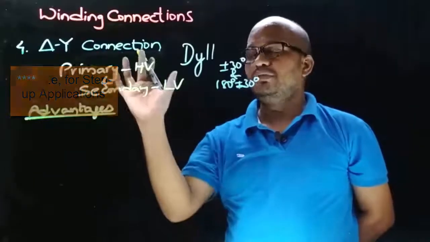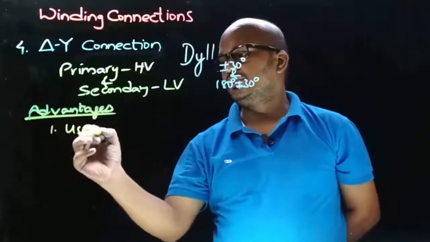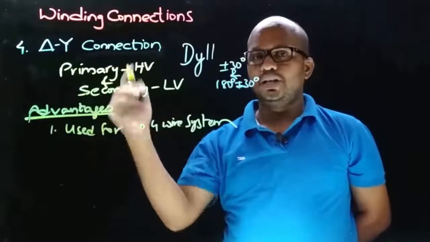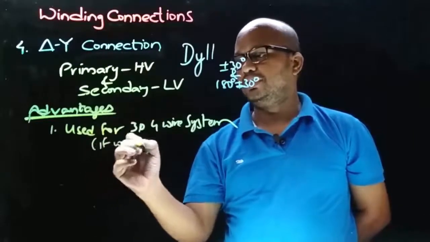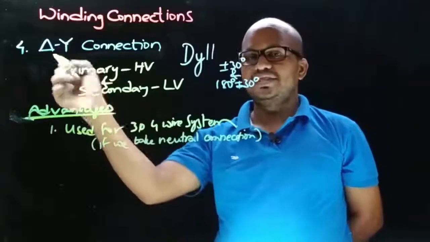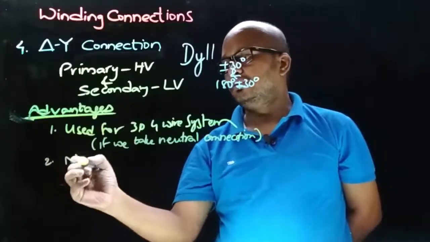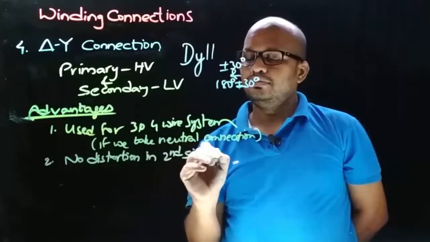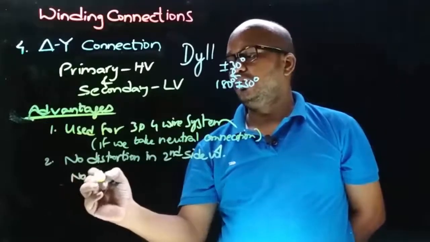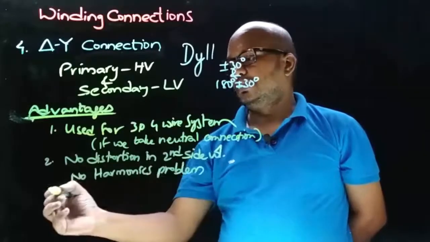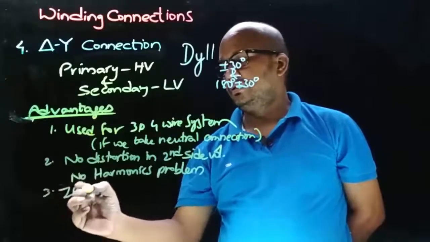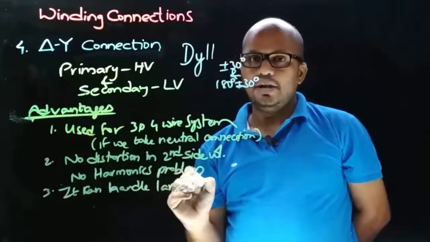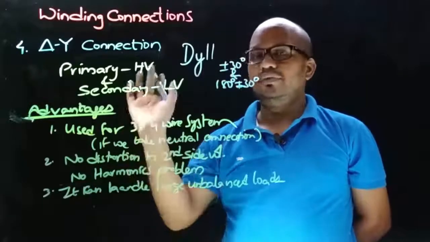The advantage of delta star connection is that it is used for a 3-phase 4-wire system, because star can have a neutral connection. Therefore we take the neutral connection, and as this connection has a delta connection, there is no distortion in the secondary side voltage, that is, no harmonics problem. And the third advantage is that it can handle large unbalanced loads. These are the main advantages of delta star connection.